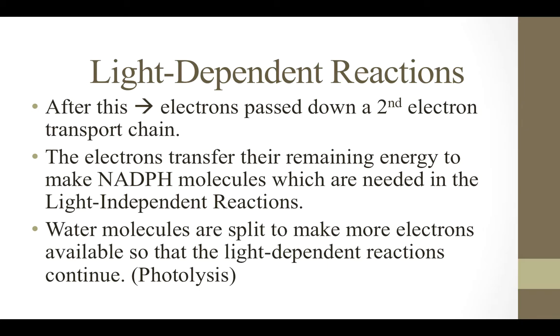Light-dependent reactions. After this, electrons pass down a second electron transport chain. The electrons transfer their remaining energy to make NADPH molecules, which are needed in the light-independent reactions. Water molecules are split to make more electrons available so that the light-dependent reactions continue. This is called photolysis.